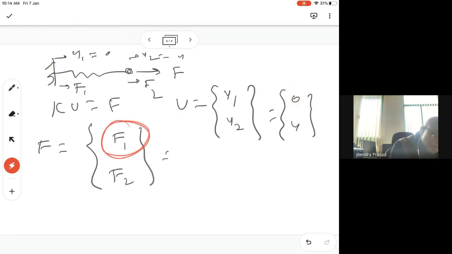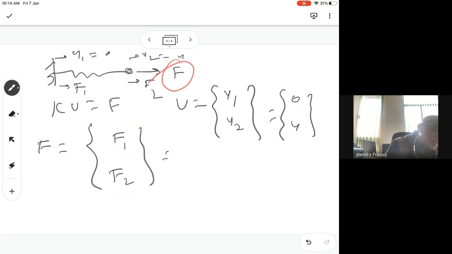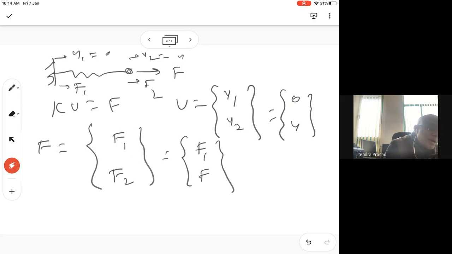But F1 we don't know. Actually, from mechanics we know, but mathematically we don't know. So this F1 we have to find out. F2 is equal to F, which is given. So this is the force vector for this one. This is given. Now the only thing is, what is the stiffness matrix K?